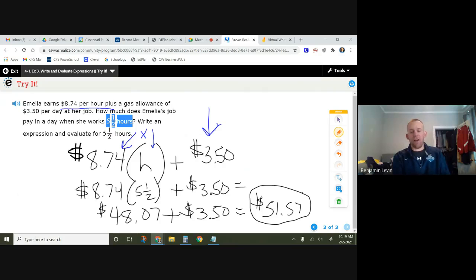So just from driving to work and clocking in, she already has made $3.50. That's her starting point. They say, okay, we're going to give you $3.50 for your gas today. Thanks for driving. Then she starts accruing hourly rate. So if she works for 2 hours, it's $8.74 times 2. She works for 8 hours for a full day, $8.74 times 8. Whatever the case may be, we're going to add that to the original $3.50. That was our starting point.